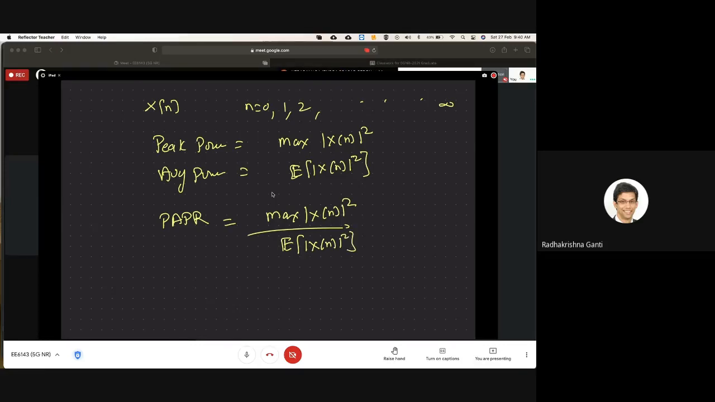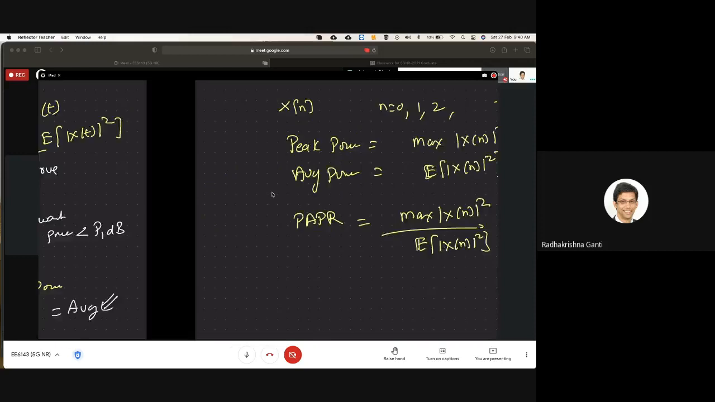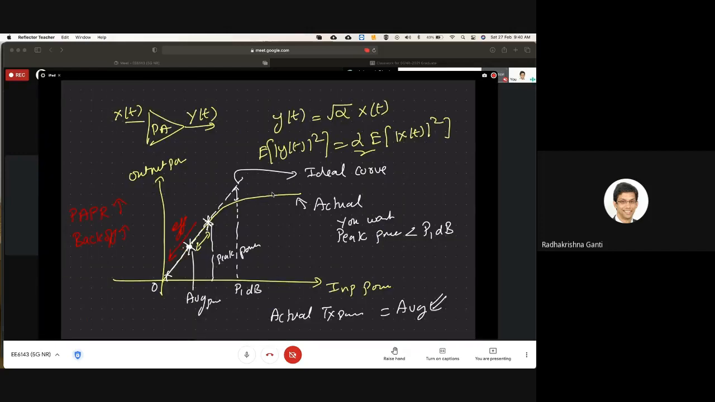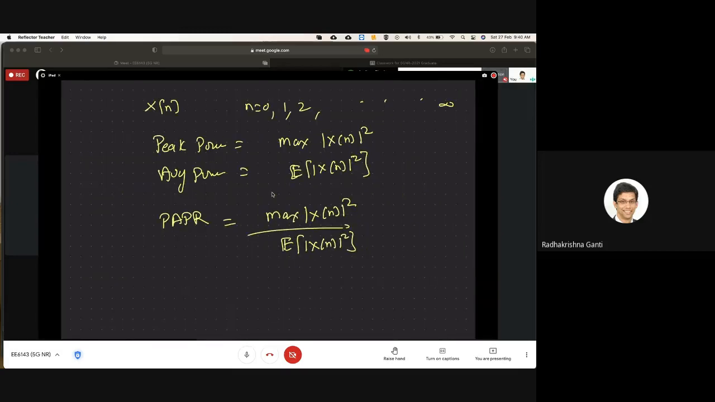So what this means is, if PAPR is large, the maximum is large compared to the average. When that happens, this swing will become larger. Since you don't want the swing to cross the nonlinear point, what you do is you decrease the average transmission power. You scale the entire signal by some beta so that the entire average power decreases. Does it make sense?